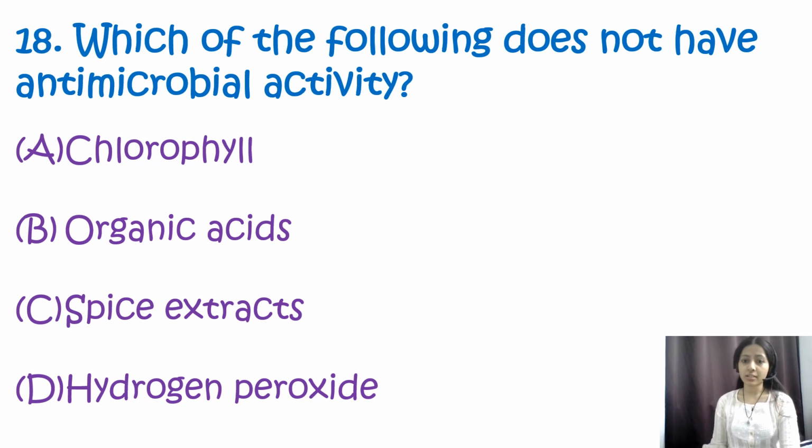Which of the following does not have antimicrobial activity? Options are chlorophyll, organic acids, spice extracts, or hydrogen peroxide. So over here the correct option is A, that is chlorophyll. Chlorophyll does not have antimicrobial activity, while organic acids, spice extracts, and hydrogen peroxide are known for their antimicrobial properties. Chlorophyll, which is responsible for the green color in the plant, does not have any significant antimicrobial activity. So our correct option over here is chlorophyll.